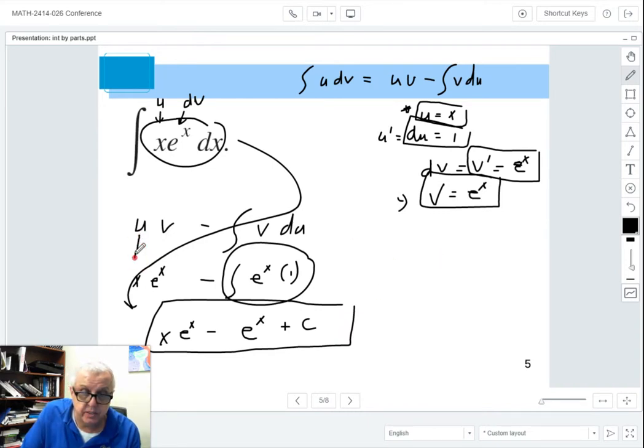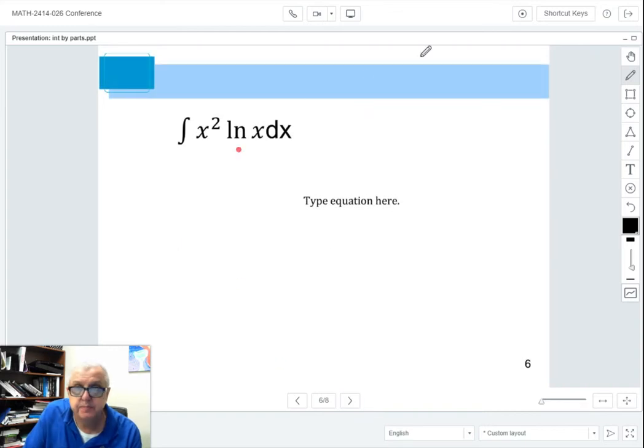So all we're doing is finding this u, finding this dv, differentiate the u, and integrate the dv. Get these four parts, and we should be good to go. Let's try another one.